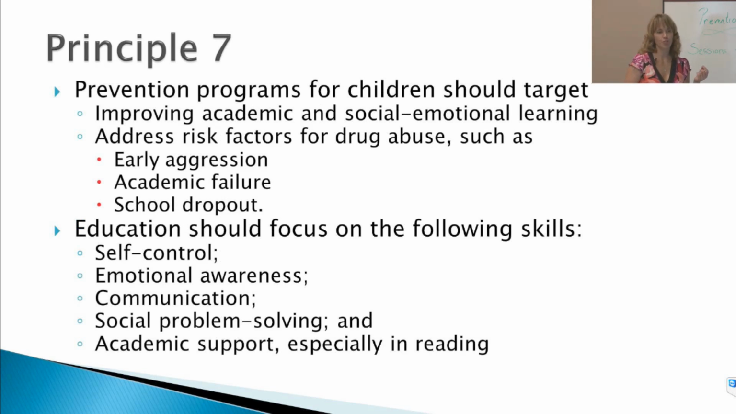Prevention programs for children should target improving academic and social-emotional learning. The social-emotional is the empathy and all the warm, touchy-feely stuff. It needs to address risk factors for drug abuse, such as early aggression, academic failure, and school dropout, and should focus on self-control, emotional awareness, communication, problem solving, and academic support. Interestingly, they say in this particular paper, especially in reading.